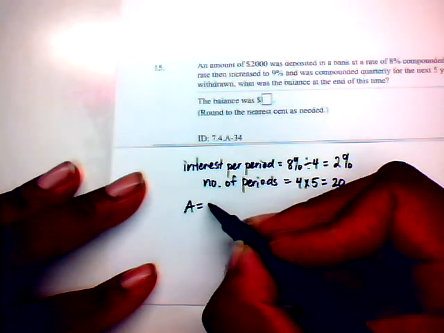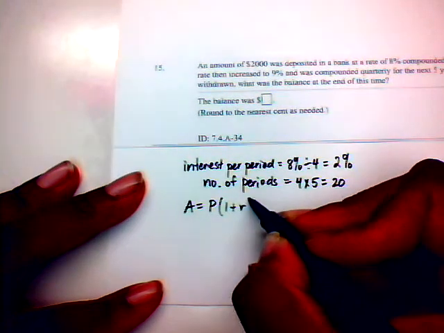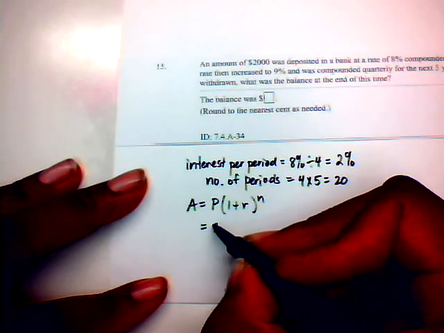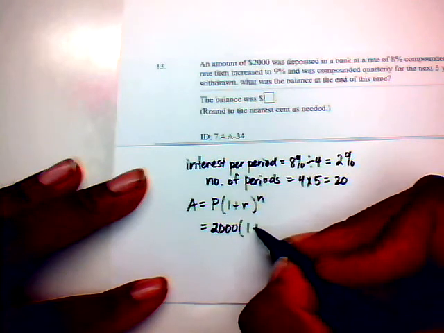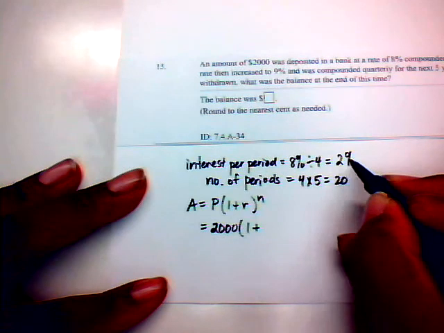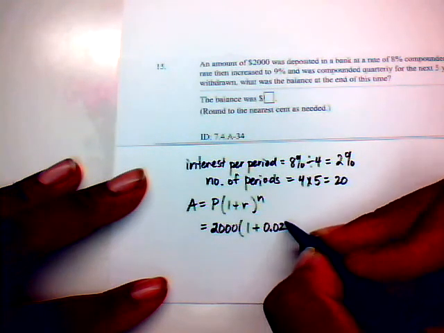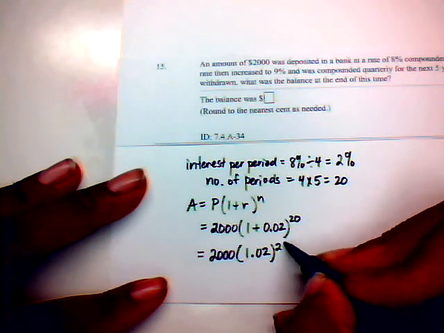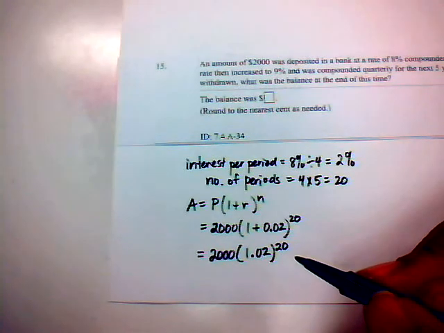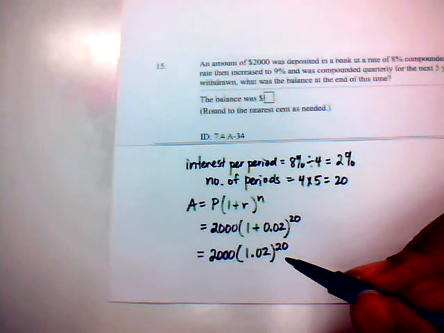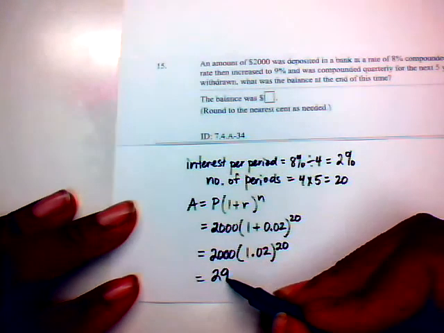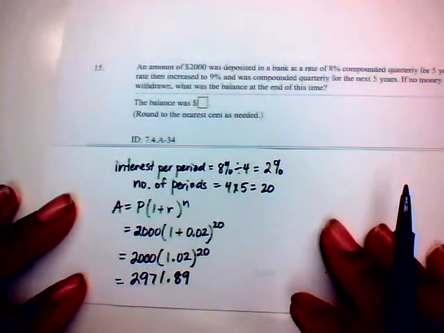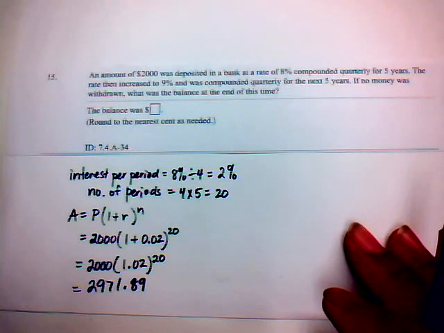And the formula again is going to be A is equal to P times (1 plus R) raised to the nth power, which means the P is going to be $2,000 times the quantity 1 plus R, where R is the interest per period, which is 2%. 2% as a decimal will be 0.02. That's raised to the 20th power. So now you got 2,000 times 1.02 raised to the 20th power. So now to the nearest penny, it'll be $2,971.89. Okay, so that's the amount in this account after the first 5 years when it's compounded quarterly at 8%.